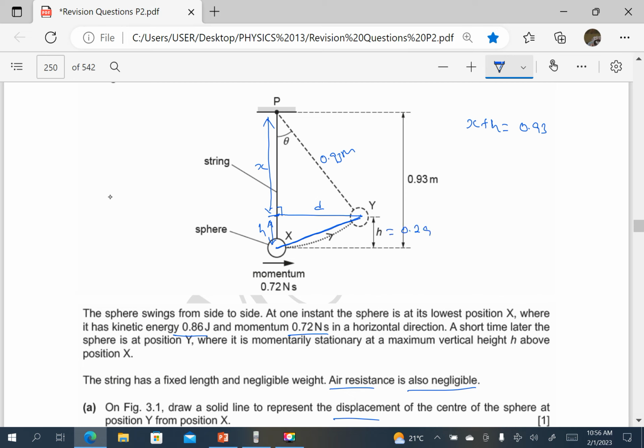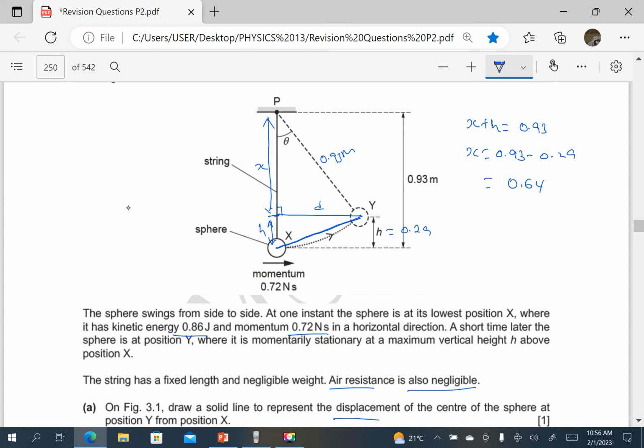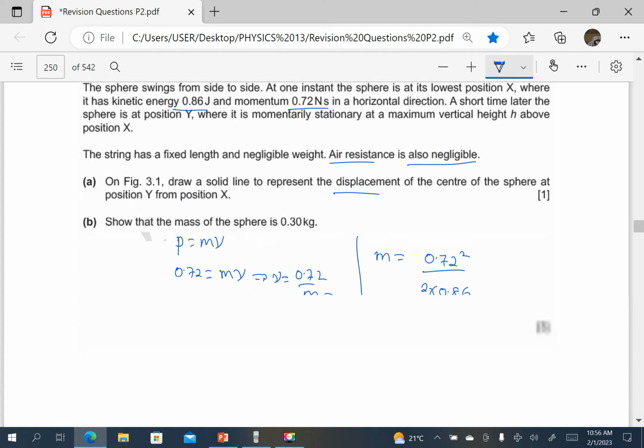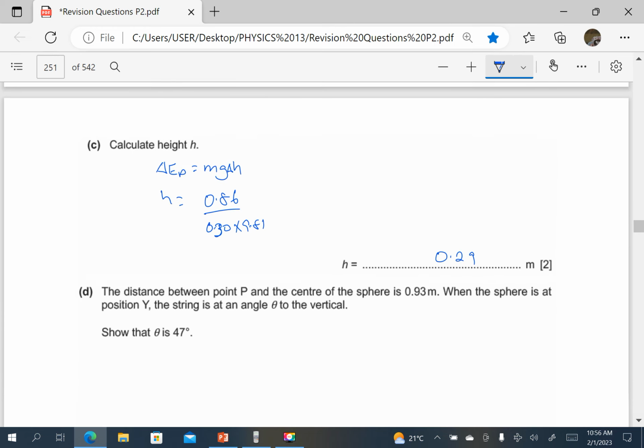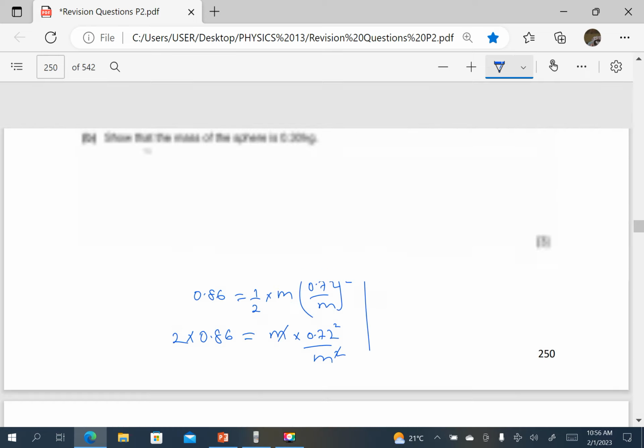That means x is going to be equal to 0.93 minus 0.29, which is 0.64. So this distance is 0.64. So let's see what happens next. The distance between point P and the center of the sphere is 0.93. When the sphere is at position Y, the string is at an angle theta to the vertical. Show that theta is 47.